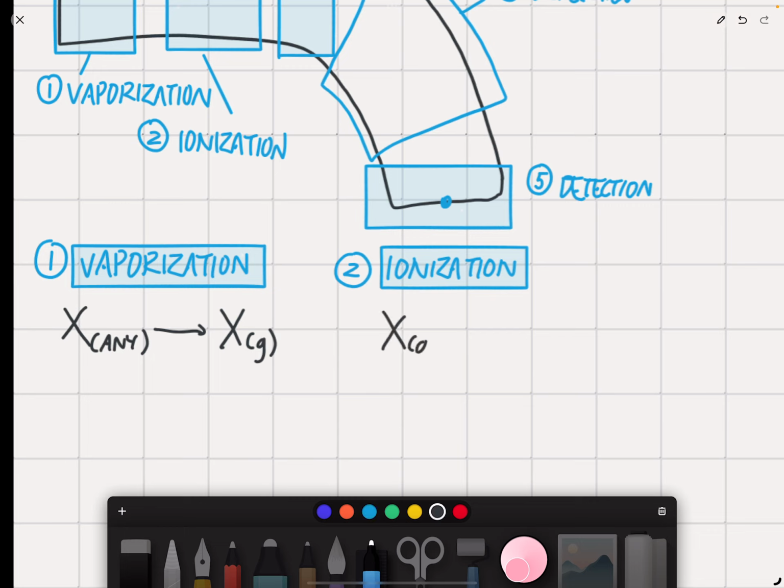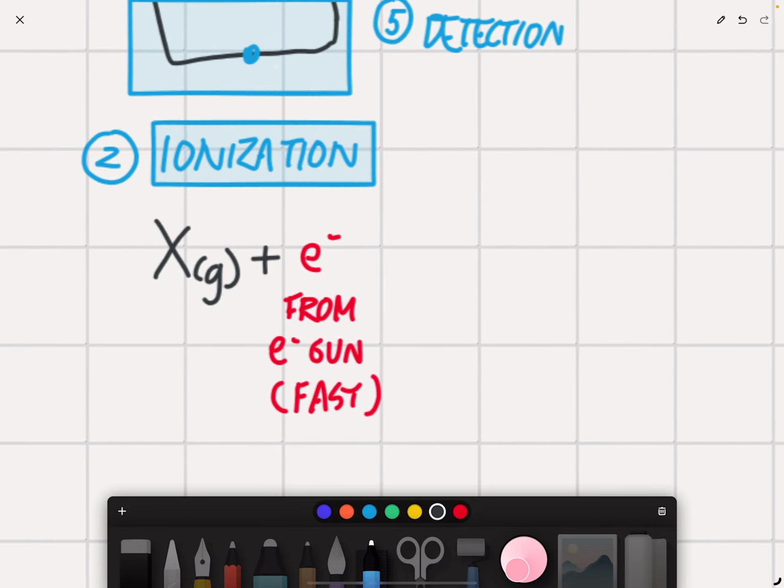So the equation is X gas plus a fast moving electron from the electron gun. Yes, it will knock out an electron from the sample to form a positively charged ion, and in this process 2 electrons will be on the right side, and these are slow moving.